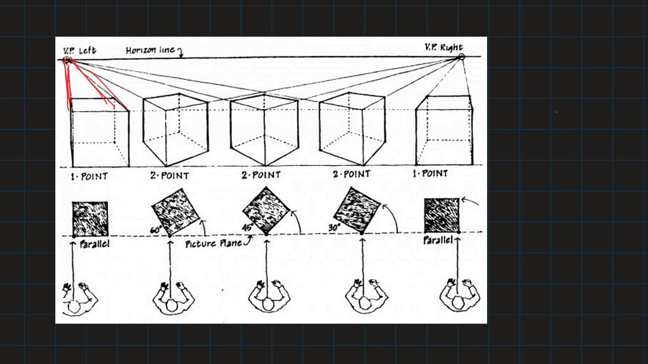The other parallel lines don't have a vanishing point because they're parallel to the viewing plane. Whereas in the second picture, once I rotate it ever so slightly, I create a new vanishing point which I can see. So that's the difference between 1 point and 2 point.